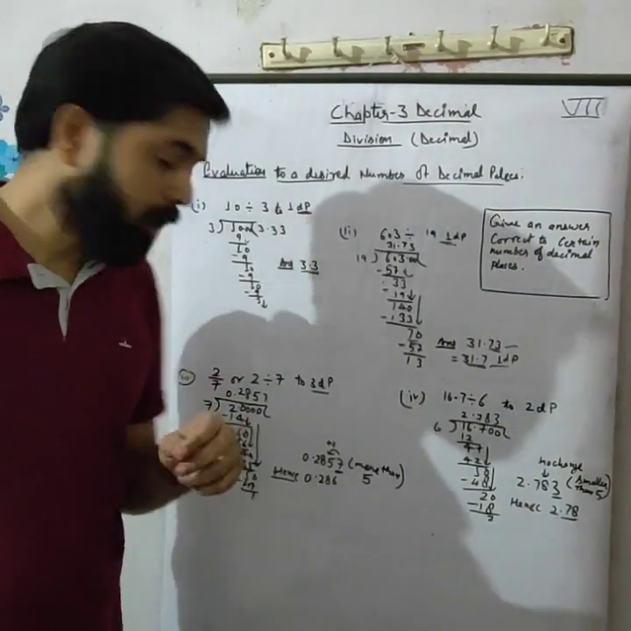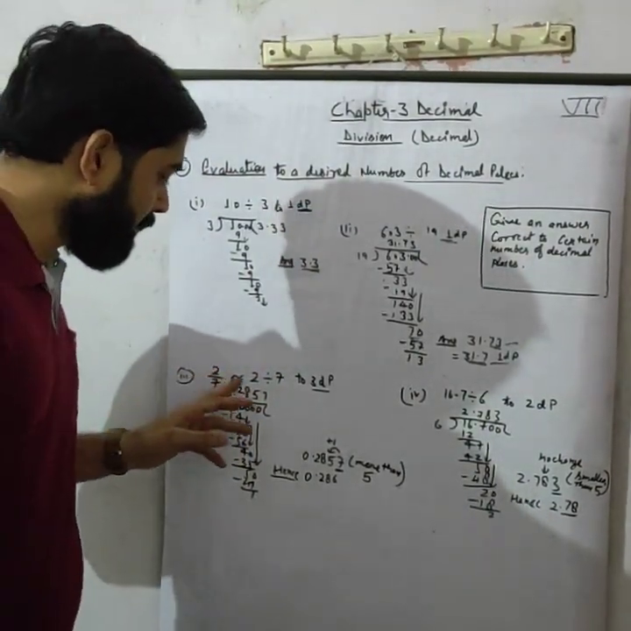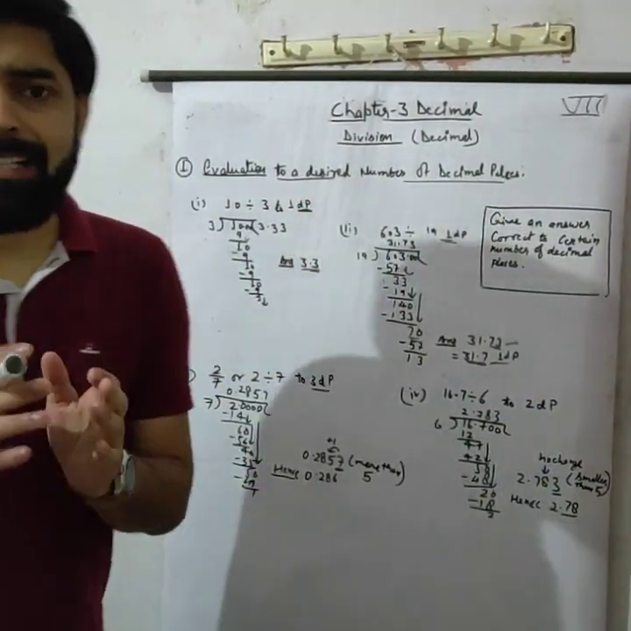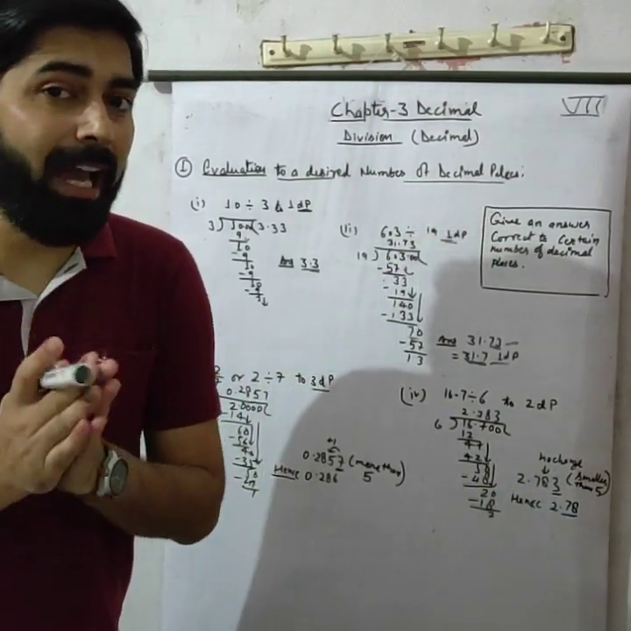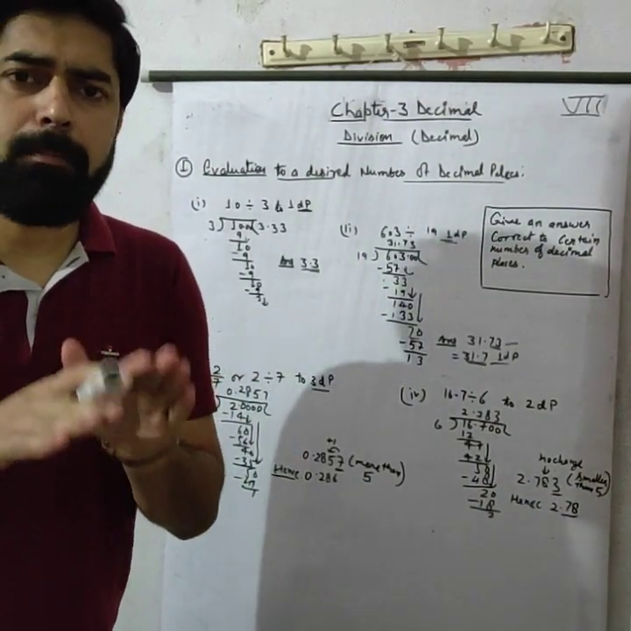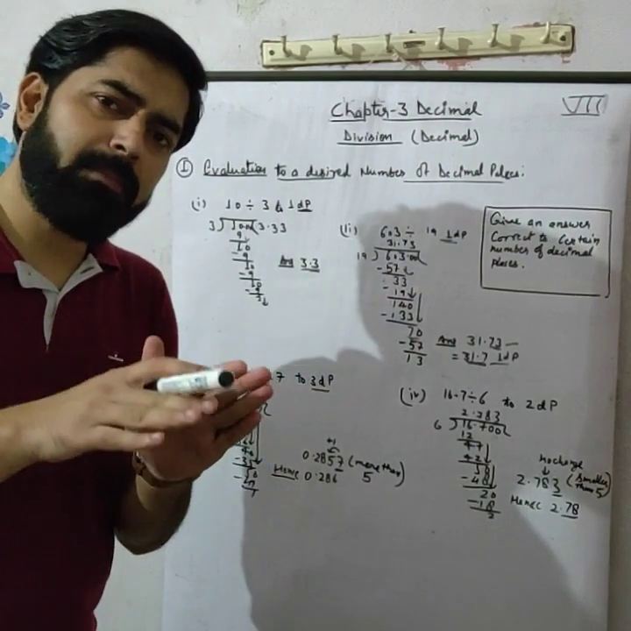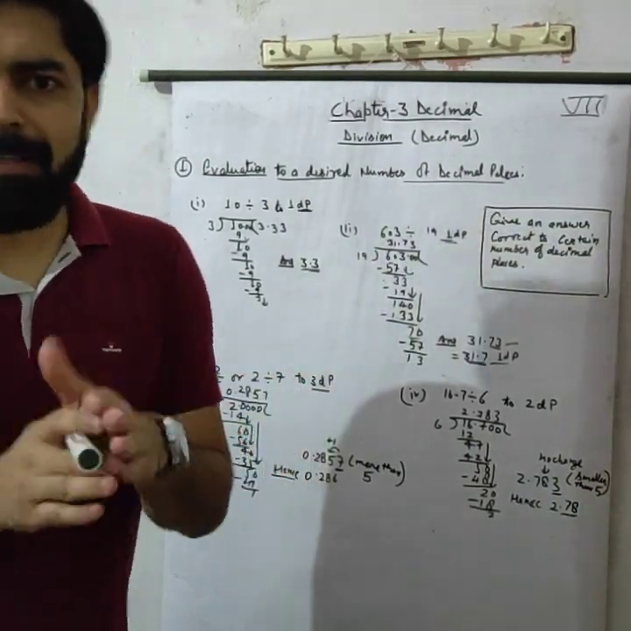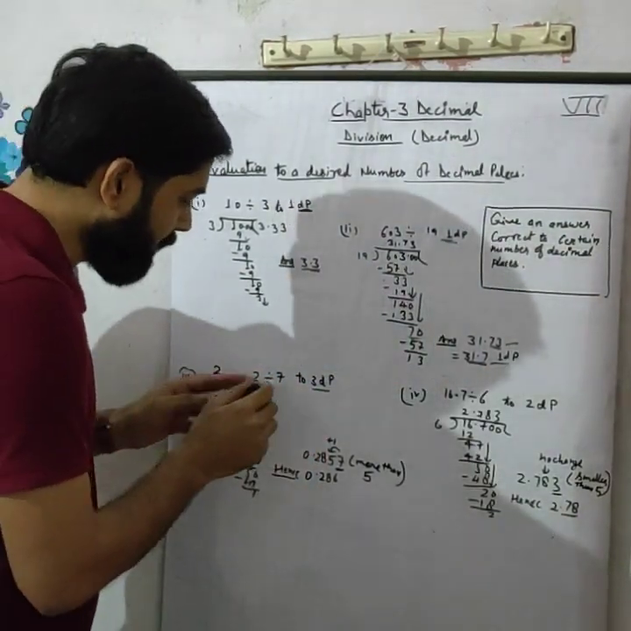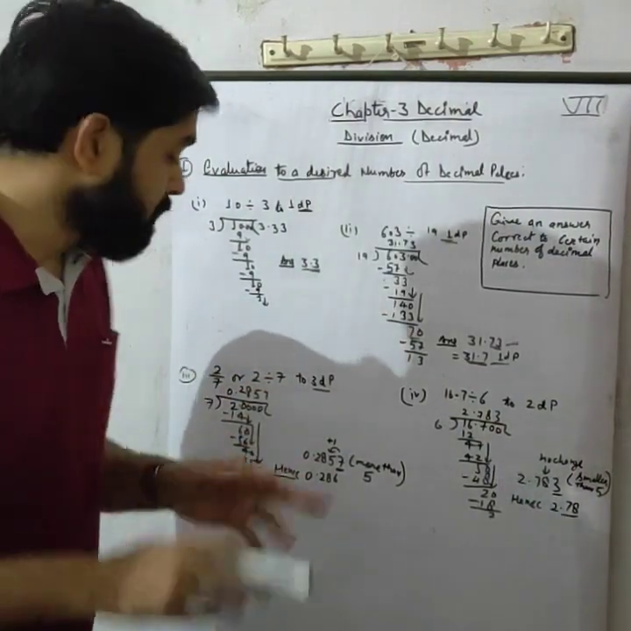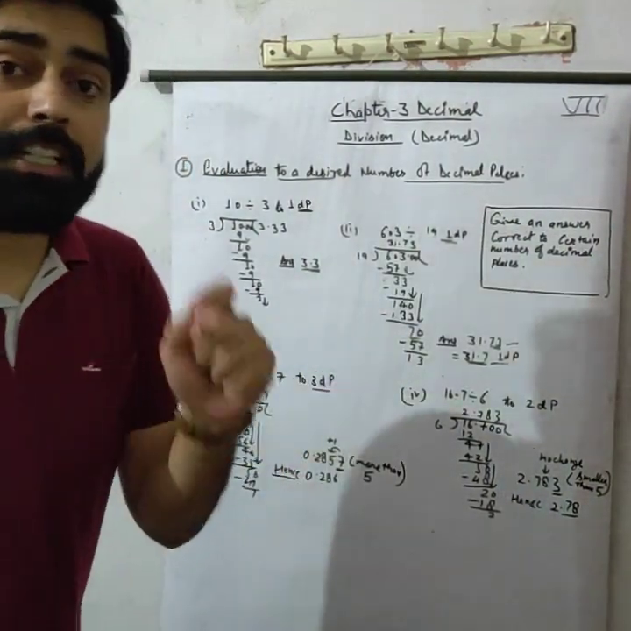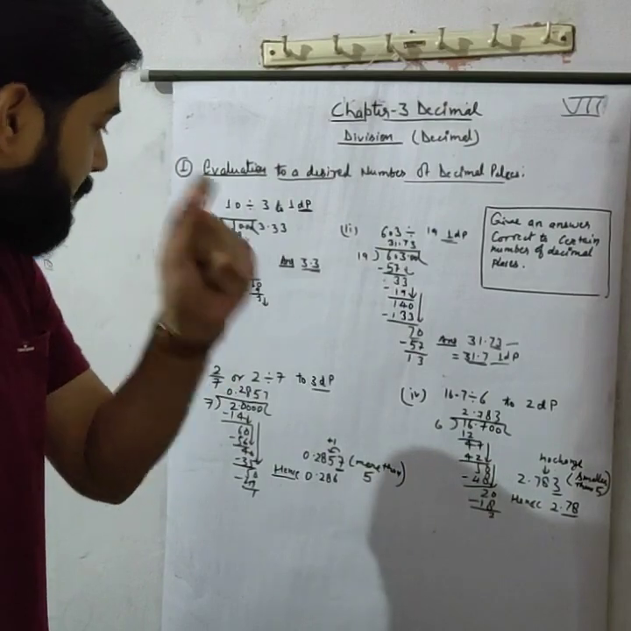Now the third: 2/7 or 2 divided by 7. Listen, a fraction is also known as a division, means fraction and division are both the same. Fraction means division, or division means fraction. 2 upon 7 or 2 divided by 7. So up to 3 decimal places.